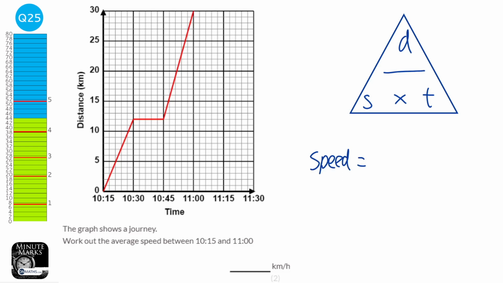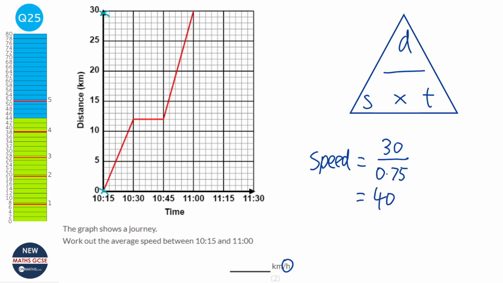So the distance starts at 0, goes up to 30. So the total distance is 30, and the time starts at 10:15 and ends at 11. So that'll be 45 minutes, or, well, we should do it in hours, because the units we want are in hours. So it would be 0.75. So 30 divided by 3/4 would be 40. So it's going to be 40 kilometers per hour.